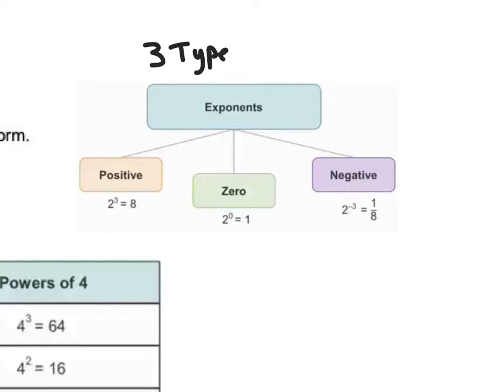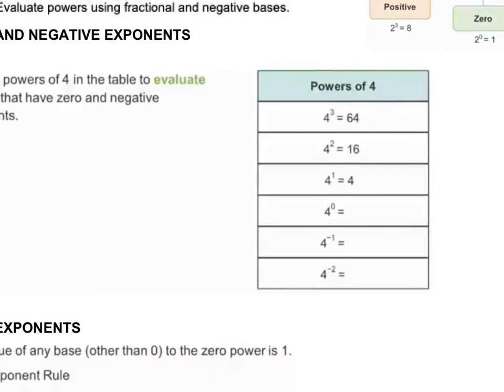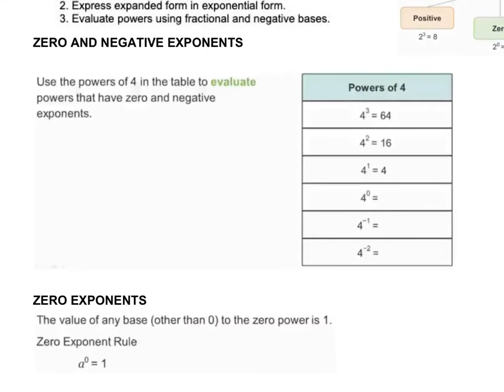Today we're going to be talking about zero and negative exponents. We have three types of exponents. We have positive exponents, which we already talked about in the Unit 6, Section 1 video. But today we're going to explore a zero exponent and a negative exponent, and some of the patterns that we see between a positive exponent, zero exponent, or negative exponent. So let's take a look at the table here.